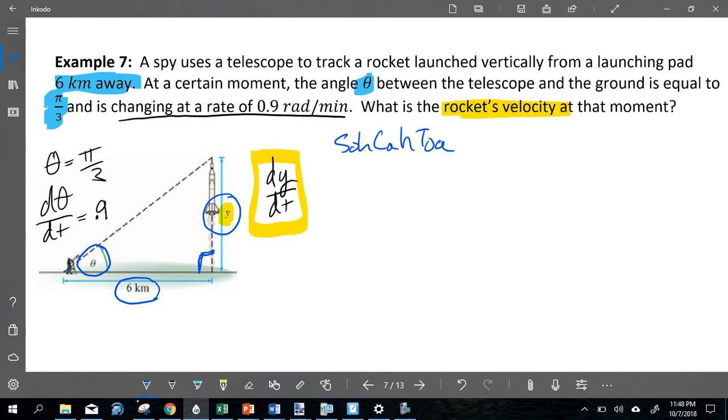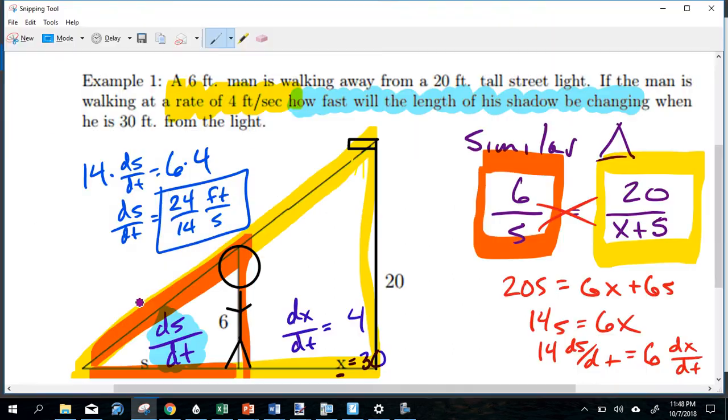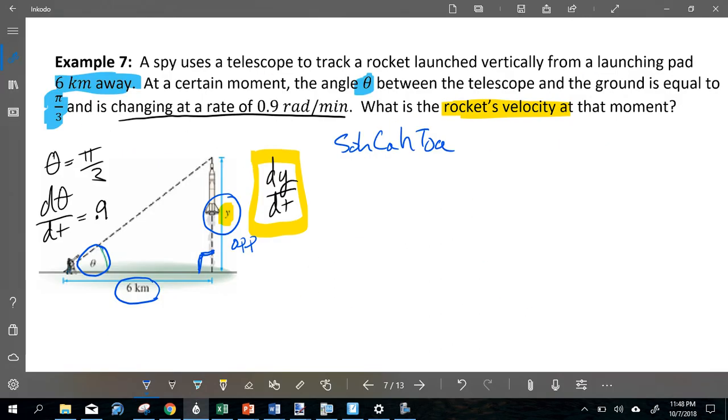This y side compared to theta is the opposite side. And the 6 compared to theta is the adjacent side. So I'm looking for a trig function that deals with opposite and adjacent. It's tangent. So the formula I'm going to use here is tangent of theta is going to be equal to the opposite y over my adjacent, which is a constant of 6.